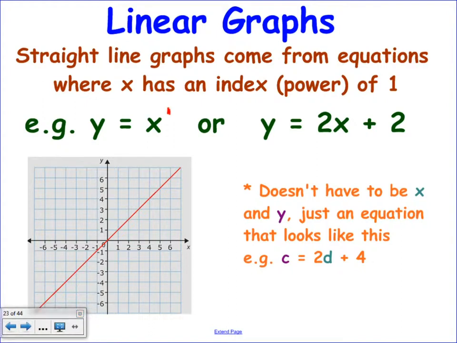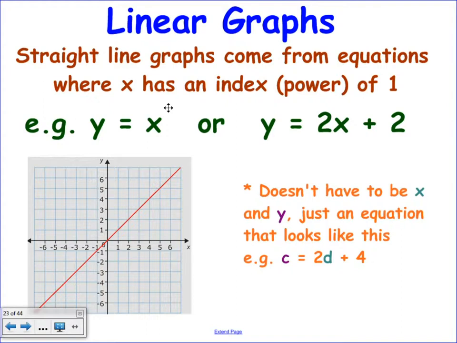Just like we don't write x is positive, or x is being divided by 1. All these things happening to x we don't write. So x has a power of 1. So anything that has a power of 1, in other words just the letter on its own, will draw you a straight line graph. Now today we're concentrating on x and y's because that's how we come across graphs.